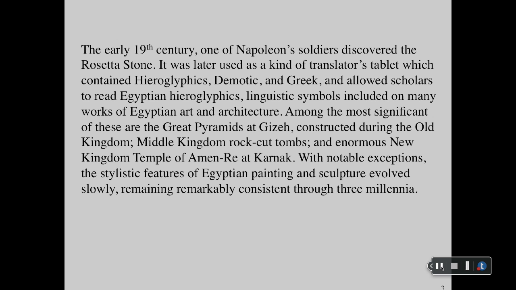Among the most significant of these are the Great Pyramids in Giza, constructed during the Old Kingdom, Middle Kingdom rock-cut tombs, and the enormous New Kingdom temple of Amun-Re at Karnak. With notable exceptions, the stylistic features of Egyptian painting and sculpture evolved slowly, remaining remarkably consistent through three millennia.